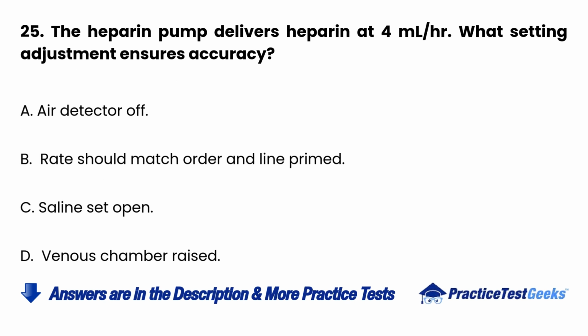25. The heparin pump delivers heparin at 4 mL/hr. What setting adjustment ensures accuracy? A. Air detector off. B. Rate should match order and line primed. C. Saline set open. D. Venous chamber raised.